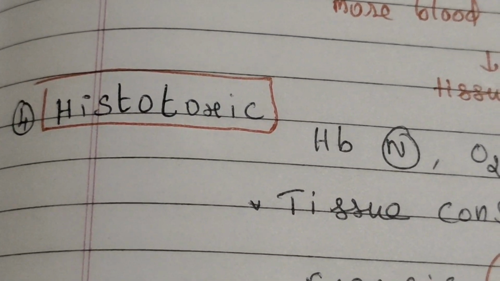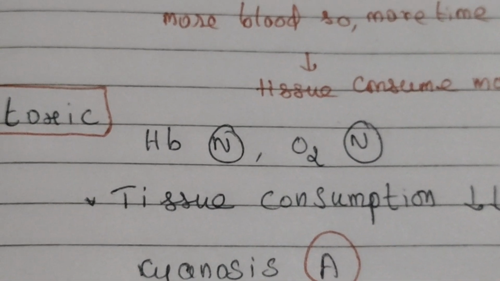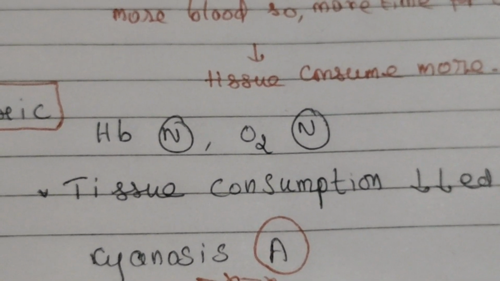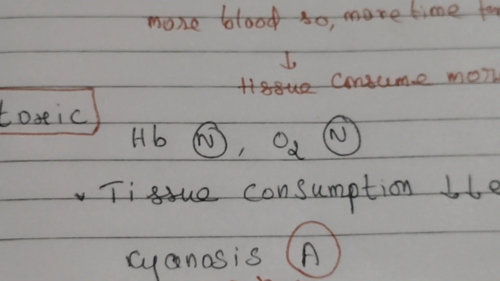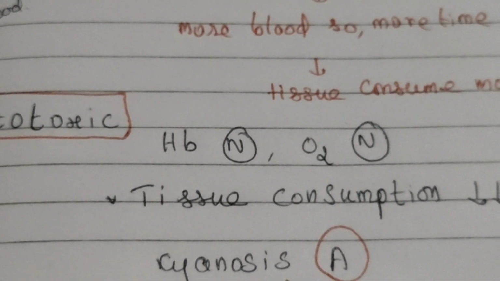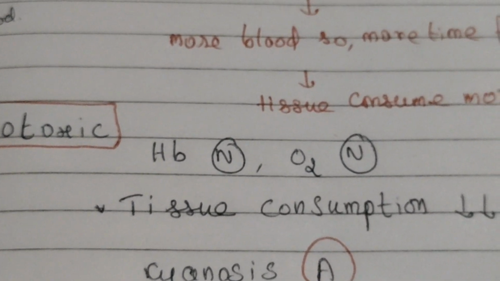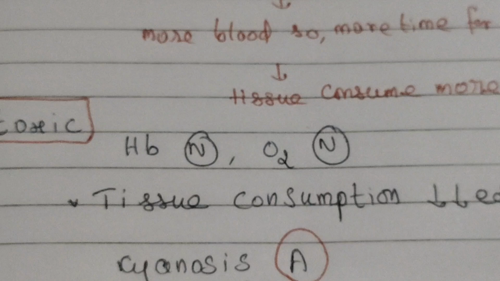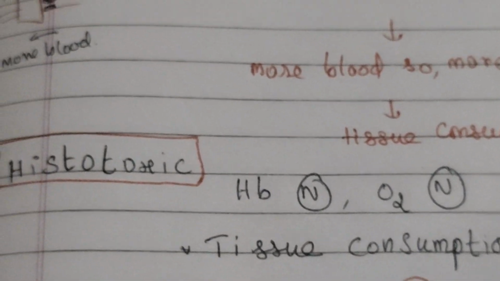Last one is histotoxic hypoxia condition. Here hemoglobin is normal, oxygen also normal, tissue consumption decreasing. So we cannot see hemoglobin without oxygen because there is no tissue consumption. So here no cyanosis. Cyanosis absent.